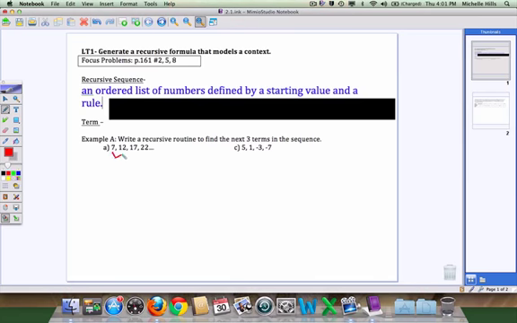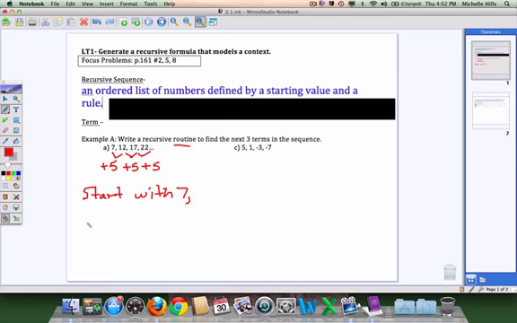As I look going from 7 to 12, and then 12 to 17, and 17 to 22, I notice that I'm adding 5 each time I move from one term to the next. So for the recursive routine that I'm going to write, I have to tell someone where to start because it said defined by a starting value. So start with 7.